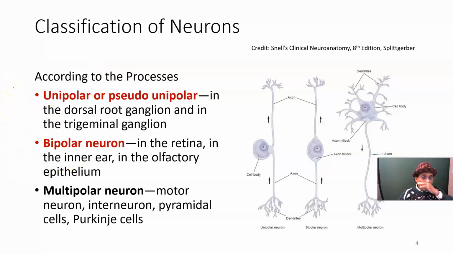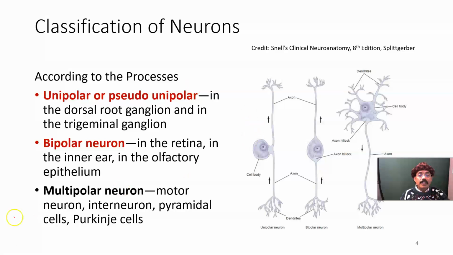So we have unipolar, bipolar, and multipolar. Bipolar neurons are present where special sensation is required, like in the olfactory epithelium, the upper one third of the nasal cavity. That is the site for the bipolar neuron. Also in the internal ear and in the retina of the eye we get bipolar neurons. Multipolar neurons are present everywhere: motor neurons, interneurons, pyramidal cells, and Purkinje cells.